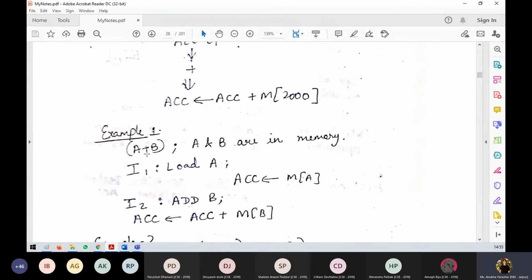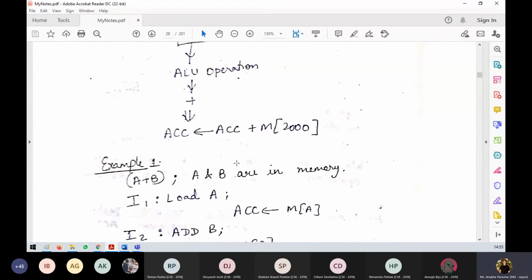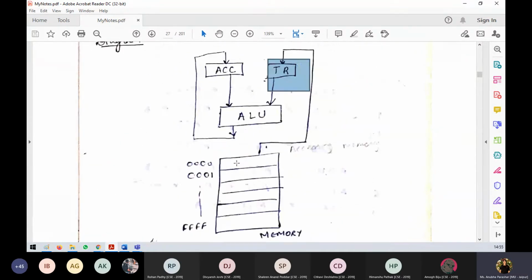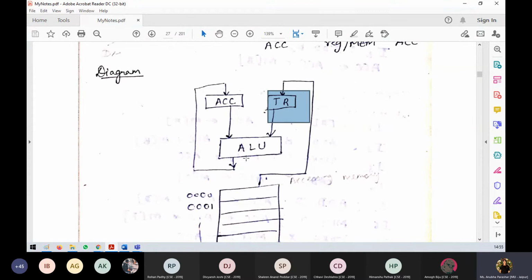Suppose we have to do A plus B. If you have not understood, I'll explain again the same thing. Suppose we have A plus B and we wish to do it, so how can we do it? How many instructions are required? There are two instructions required. First thing is load A. Load A means value of A which is there in register.